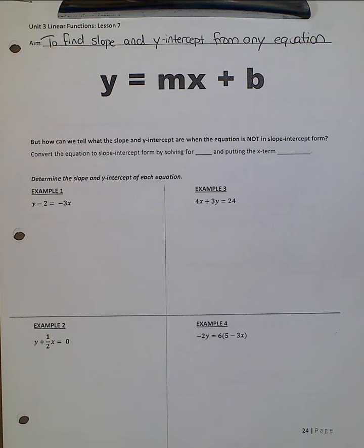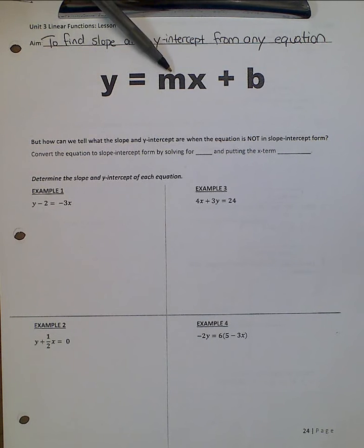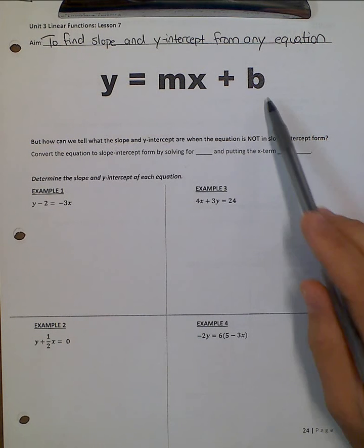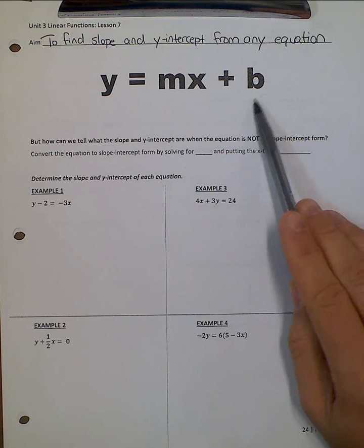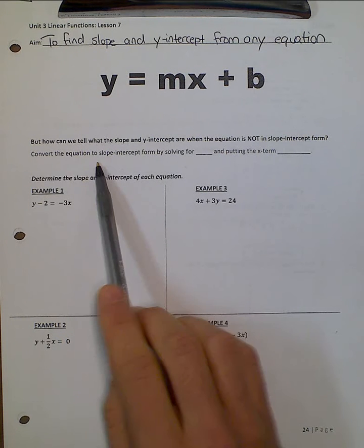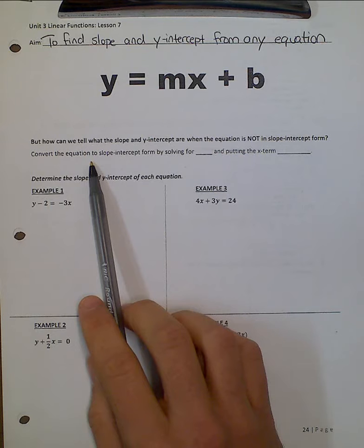The goal of this lesson is to find slope and y-intercept from any equation. And we really like equations when they're in this form, slope-intercept form, because it allows us to easily see where the slope of this equation is, next to x, and what the y-intercept is, whatever value is being added. But how can we tell what the slope and y-intercept are when the equation is not in slope-intercept form?